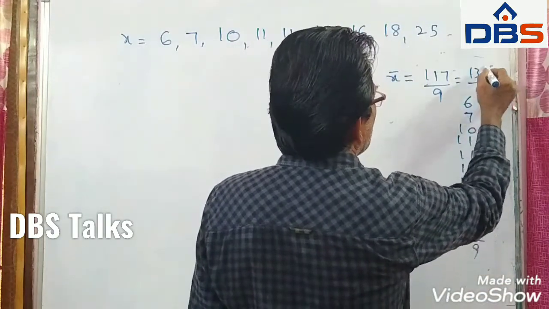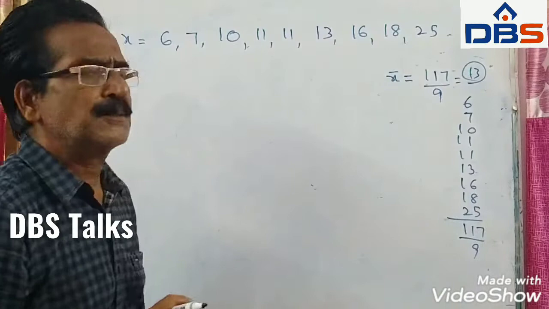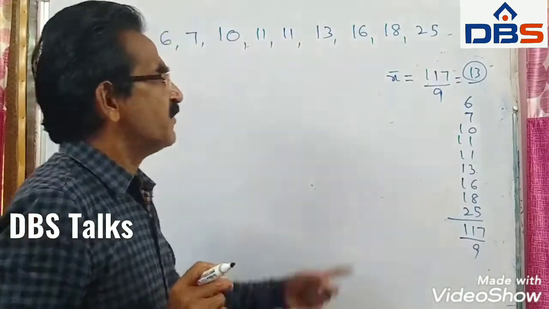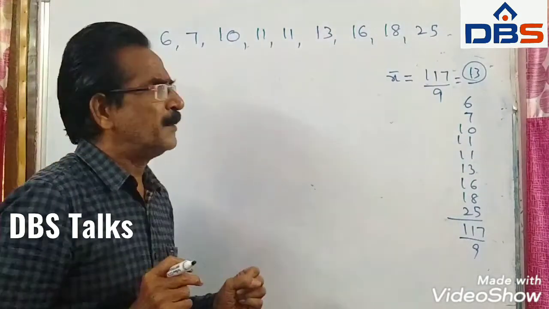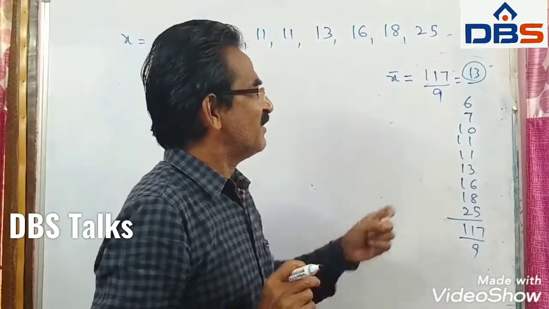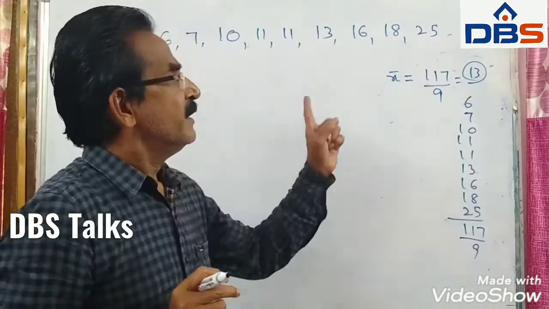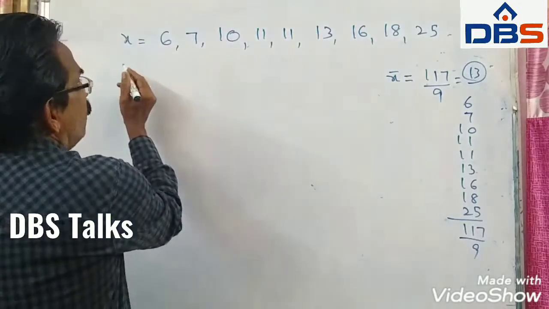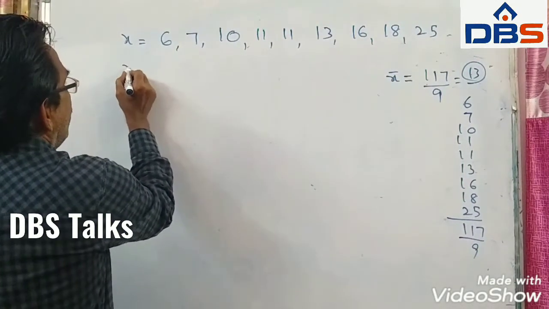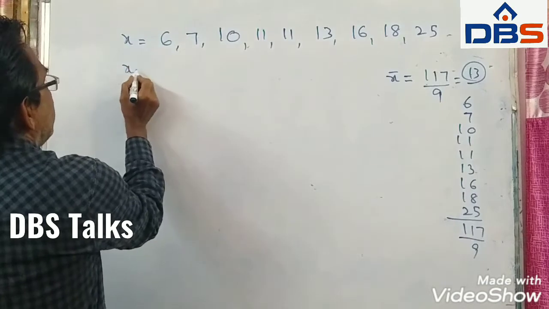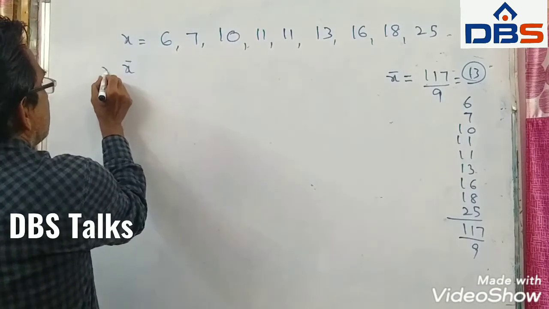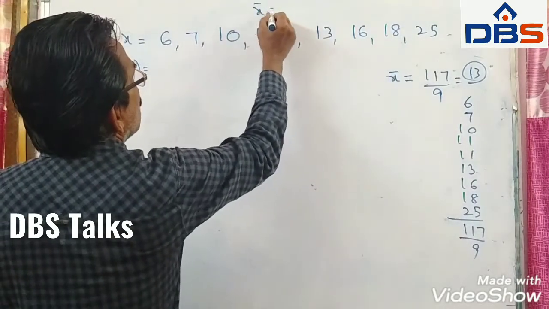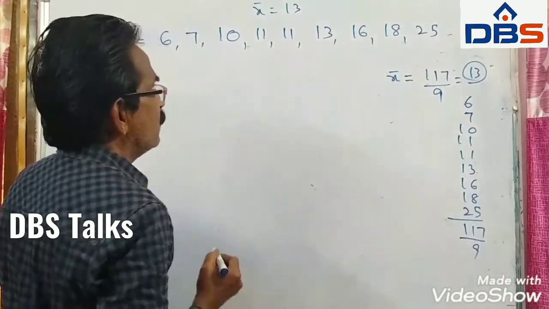Generally the x bar value normally comes as an integer, so that is why I got a doubt. 127 is not divisible by 9. Again I have totaled. So here x bar is 13 friends. Now find the x minus x bar values. Here x bar is equal to 13.